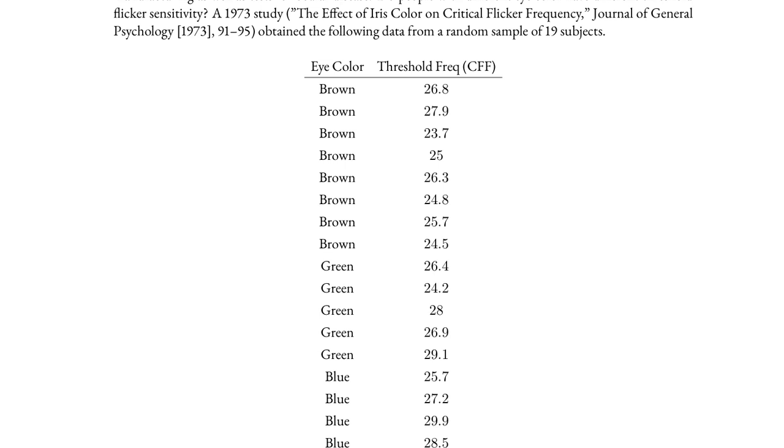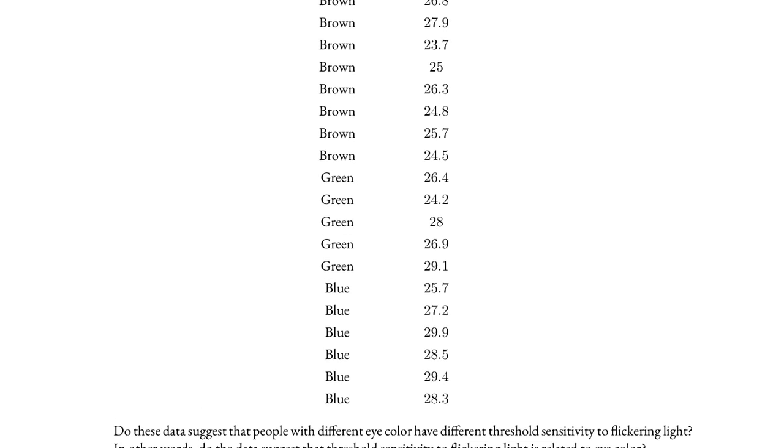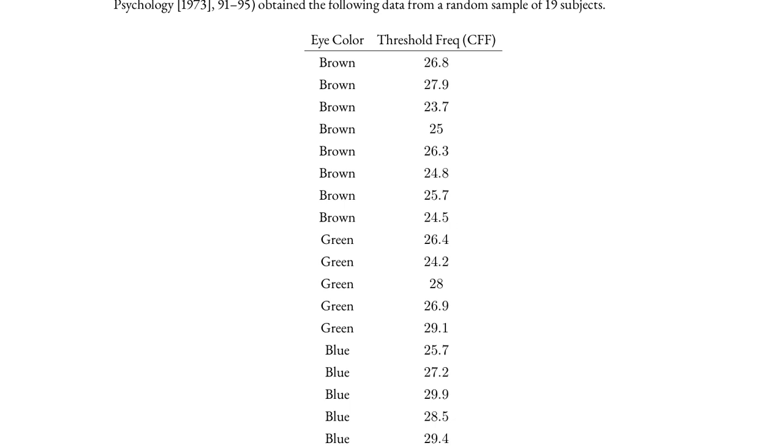And so we have a relationship between a categorical variable and a quantitative variable, where the categorical variable is the eye color and the quantitative variable is the threshold frequency. Do these data suggest that people with different eye color have different threshold sensitivity to flickering light? In other words, do the data suggest the threshold sensitivity to flickering light is related to eye color? And so again, this is the C2Q case.